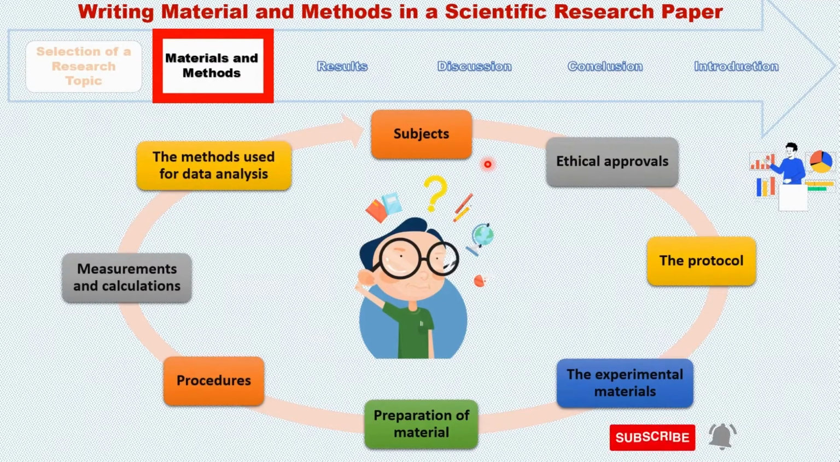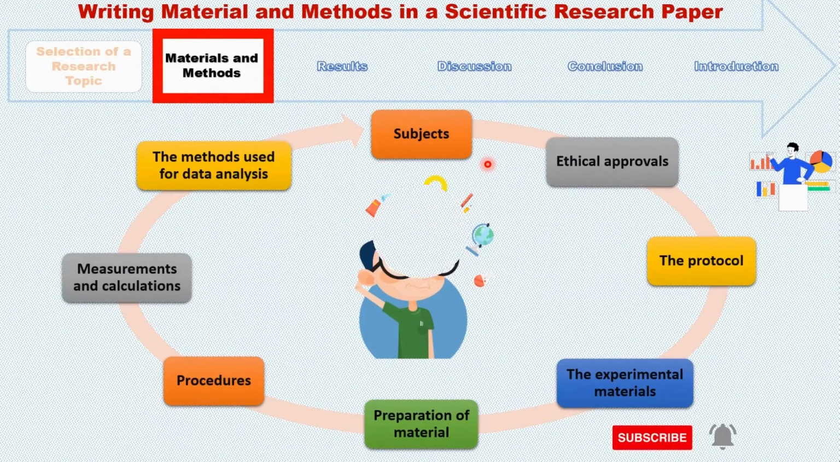Methods used for data analysis should be detailed in the materials and methods section. The authors should explain what statistical or econometric methods were used for the data analysis. However, the use of statistical or econometric methods depends on data type.